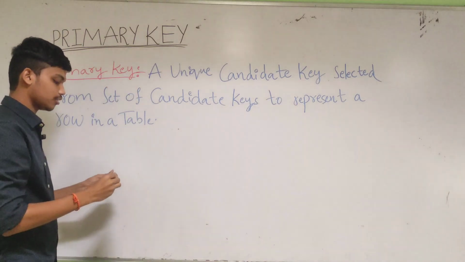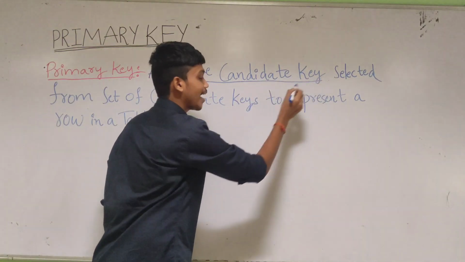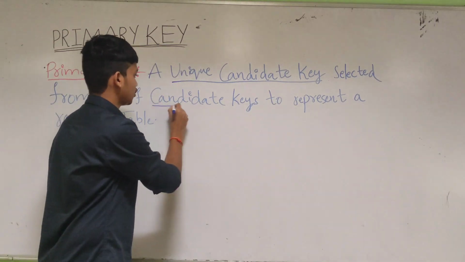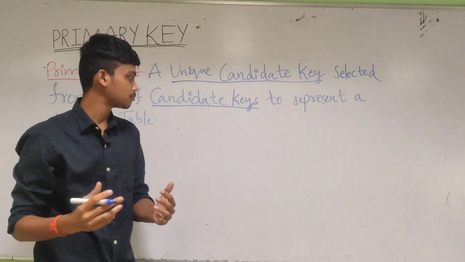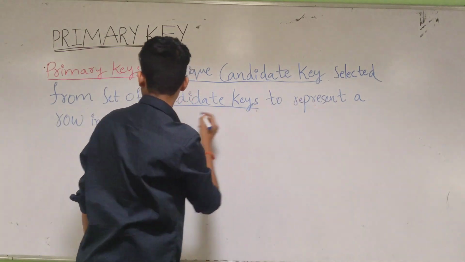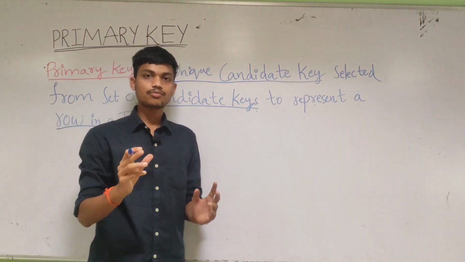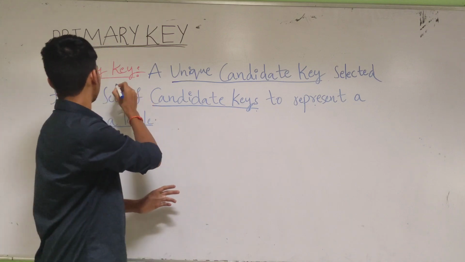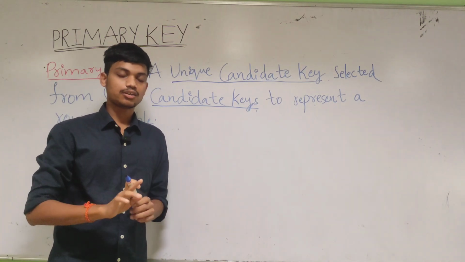Now what is a primary key? It is a unique candidate key. It is a unique candidate key selected from a set of candidate keys. For an RDBMS model, we can have as many candidate keys as possible to represent a row in a table. If you select a unique candidate key from a set of candidate keys, that unique candidate key is known as the primary key. You can select any candidate key.